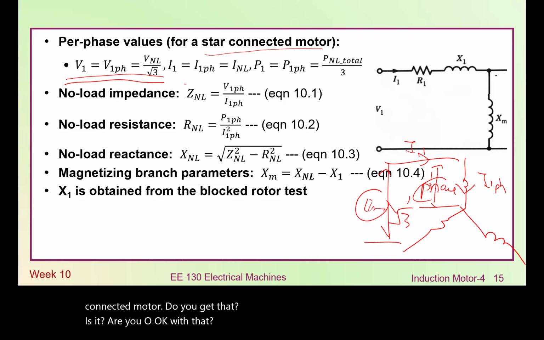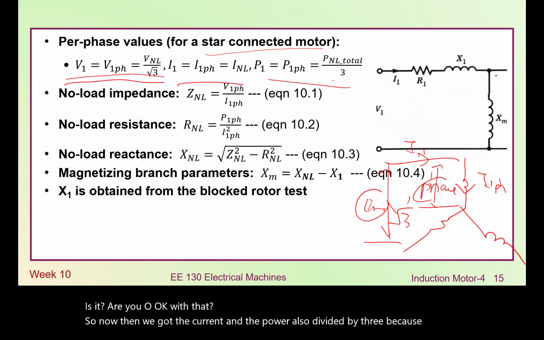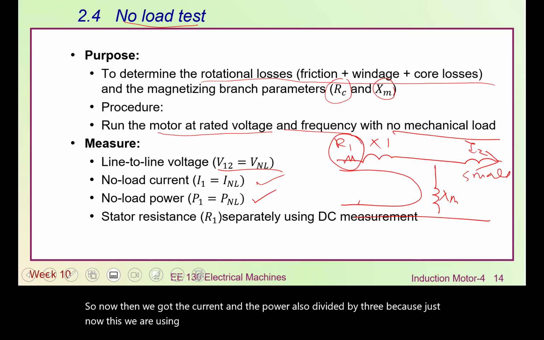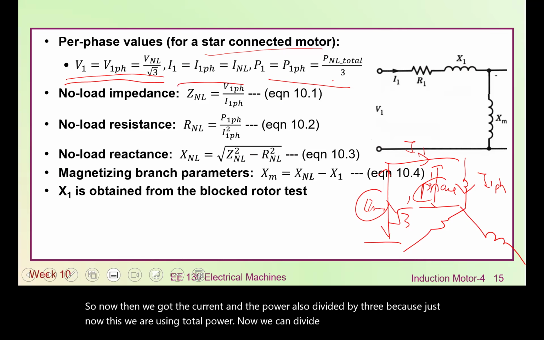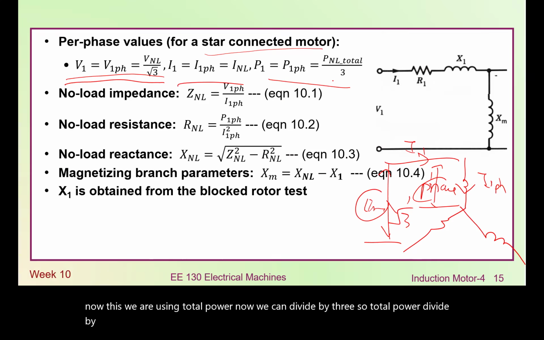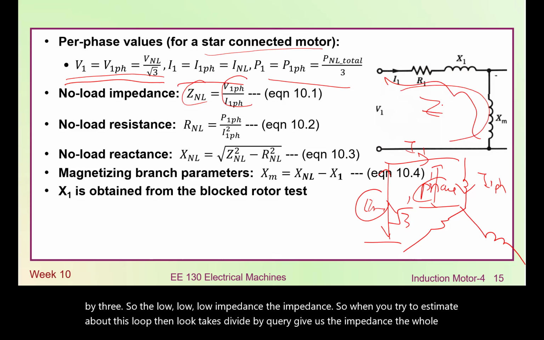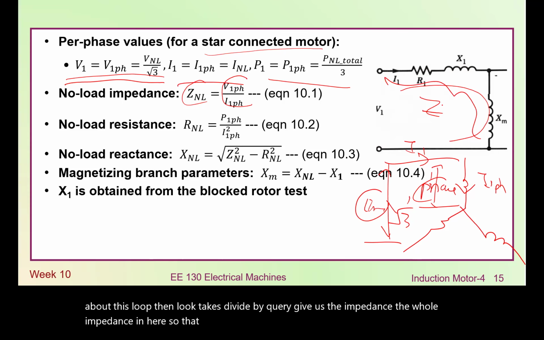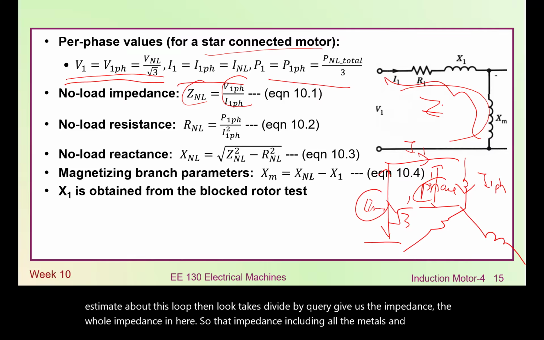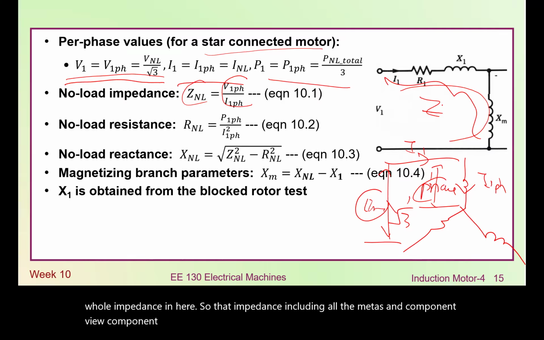So now we have the current, and the power also divided by 3, because just now we were using total power, but now we divide by 3. So total power divided by 3. So the open circuit impedance. When you try to estimate this loop, voltage divided by current gives us the impedance, the whole impedance in here. That impedance includes the magnetizing component, the R1 component, and the X1 component. And we also have the open circuit resistance.